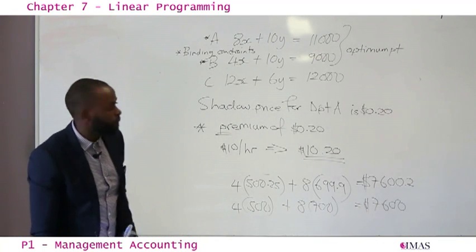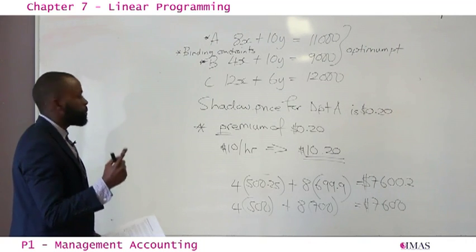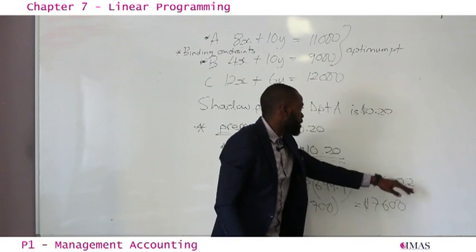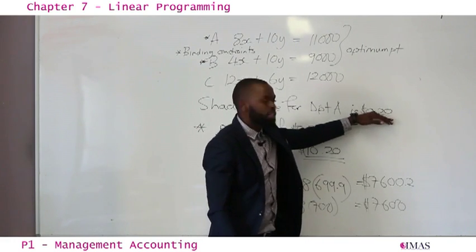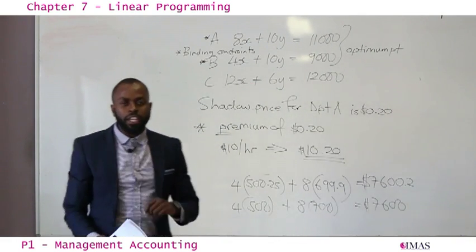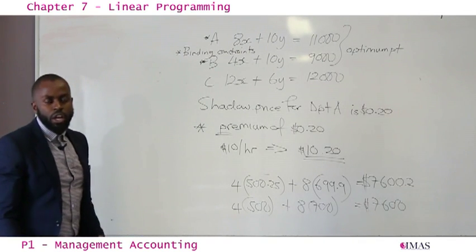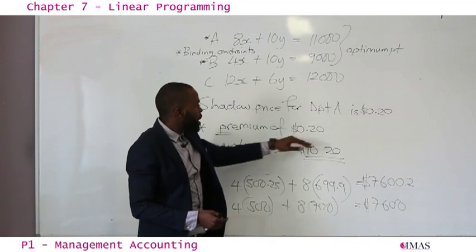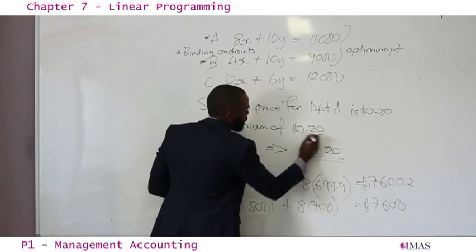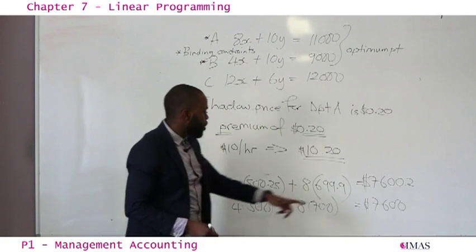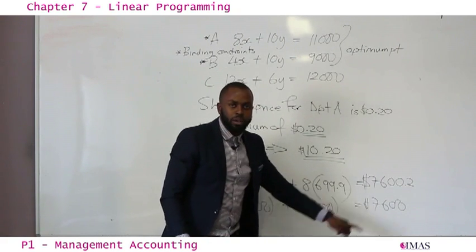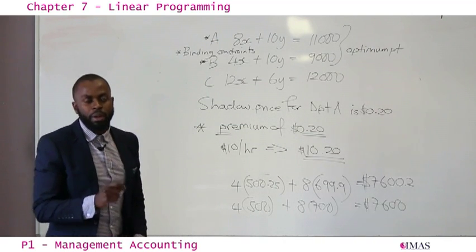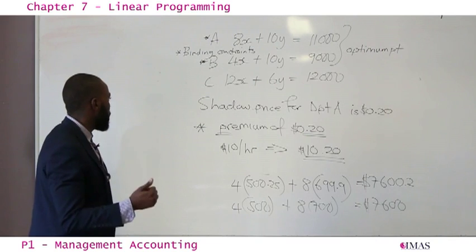I'll explain this again. If we had one more hour in Department A, our contribution would increase by 20 cents. And if we want to get that one more hour, we are prepared to pay a maximum of 20 cents. If you pay more than 20 cents, our contribution is going to drop below 7,600, because we're only going to get extra contribution of 20 cents. So we're prepared to pay a premium of 20 cents for one more hour.